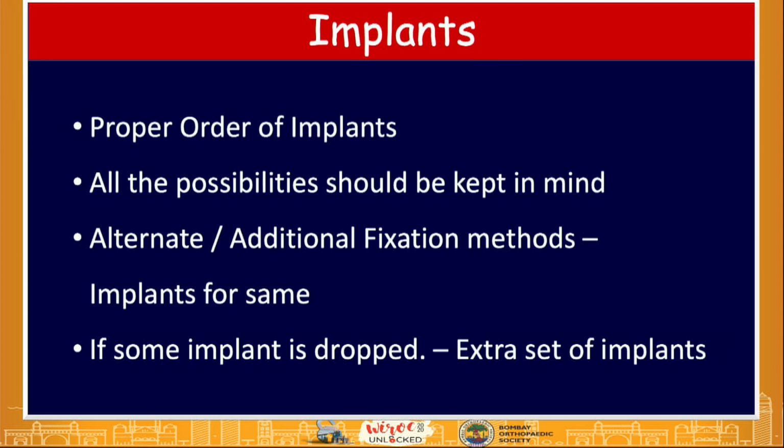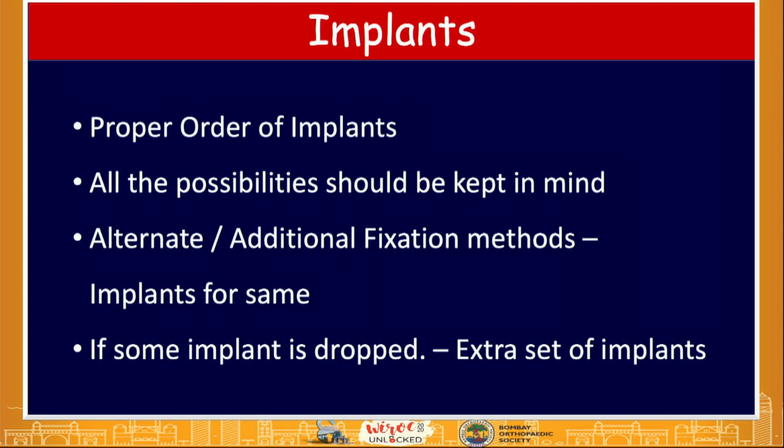Now, implants. When you are ordering the implant, the proper order of the implant should be placed. A fair number of times it is done by a junior surgeon or an assistant. He forgets something and then you do not get it. Formerly, when we were operating in only one nursing home, we used to have all the sets of implants. Today, one is ordering from a company. The company may send something, or may send fewer implants. So one needs to see that. All those possibilities should be kept in mind.